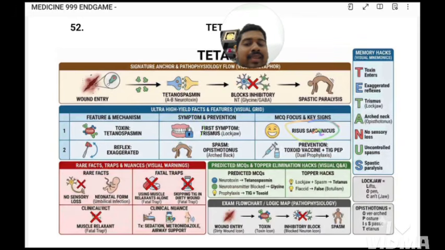Next, risus sardonicus is a smile that happens because of spasm of the facial muscles. Reflexes are exaggerated because you don't have any inhibitory impulses. Backward spasm is known as opisthotonus, arching of the back. Prevention is using toxoid vaccine and tetanus immunoglobulin. The important thing is there is no sensory loss. Neonatal tetanus can occur when there is infection of the umbilical cord.